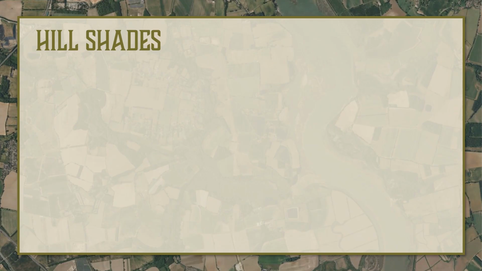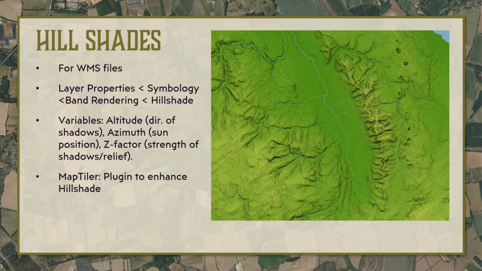And hillshades, which is probably the most interesting part of QGIS, because you can do a lot of fancy things with hillshades. So this is a hillshade I created, a composite hillshade of the Clwyd Valley in Denbighshire, so northeast Wales. So you apply these to WMS files.